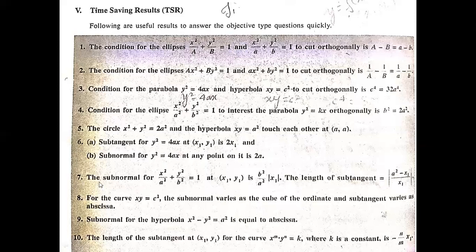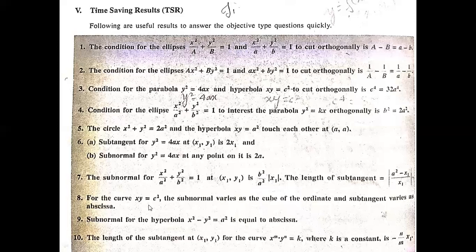Next, seventh one, the subnormal for x square by a square plus y square by b square is equal to 1 at x1 comma y1 is b square by a square into modulus x1. This is the subnormal to the ellipse. And the length of the subtangent for this is modulus of a square minus x1 square by x1.